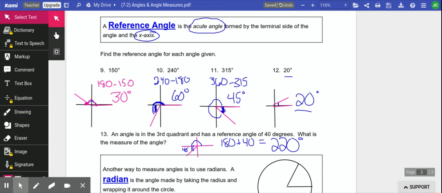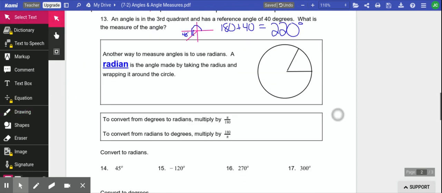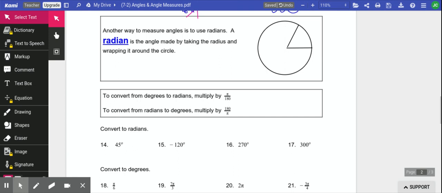All right, now so far everything that we've done has been in degrees. In the next video, we'll talk about how to write things in a different way using radians.